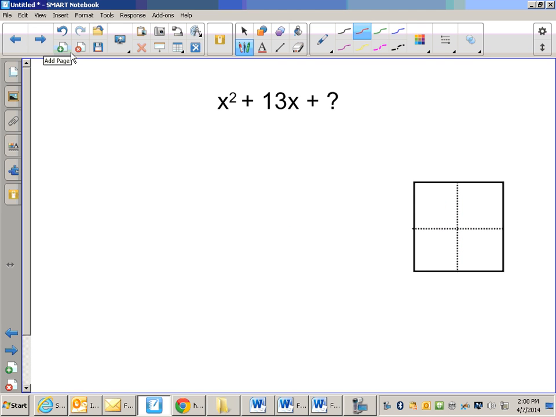So you try this one. Go ahead and pause the video and try and complete this square. So you would have x here and x here, which would give you x squared. And then you have to split the 13 evenly. So that'll give you a decimal, but we're not scared. So you would have 6.5 here and 6.5 here. So that gives you 6.5x and 6.5x. And then in this box right here, you would have 42.25.